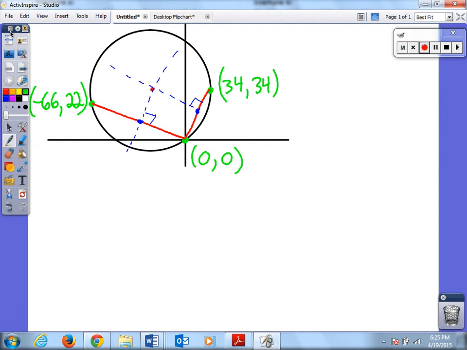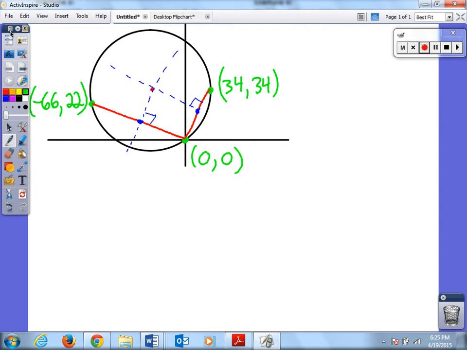So in order to find the distance from the center to the circle, which is the radius, we need to know where the center of the circle is. And to find the center of the circle, we're going to use these chords that were given. If you don't remember, a chord of a circle is a segment that has endpoints on the circle. So those two red segments are chords of the circle.